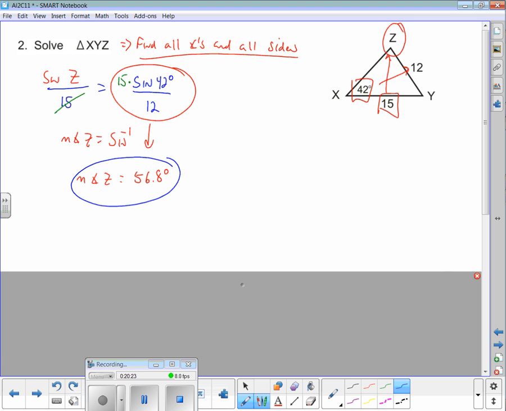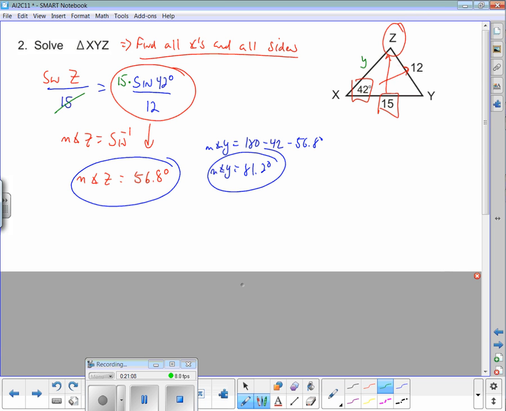Okay, so because we know Z is 56.8 and we know X is 42, I'm going to say the measure of angle Y is simply 180 minus 42 minus 56.8 degrees, right? I mean, that's all you're going to do. So punch that in. And I got 81.2 degrees for the measure of angle Y. Okay, so we've gotten all the angles. The last thing left is side little y.